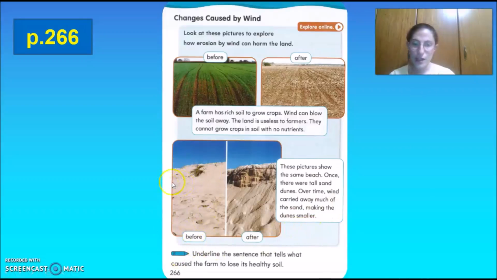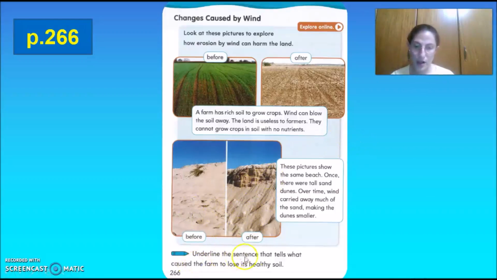So year after year, what happened at the beach? The wind carried away the sand, okay, particles over a long time, year after year after year. What happened? A lot of the sand was carried away by the wind, making the dunes smaller. So year after year, as the wind was blowing, first of all, we had a really tall sand dune. Then after a long period of time, due to the erosion caused by winds, or wind erosion, what happens? A lot of the sand has been carried away, okay, causing the dunes to become smaller.